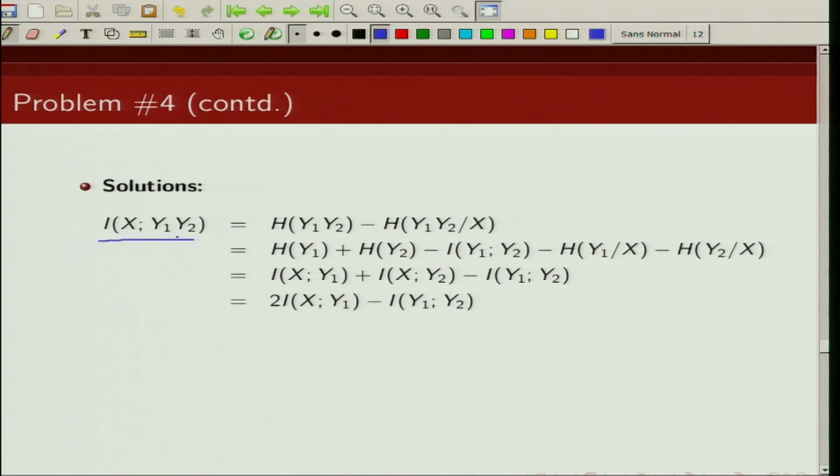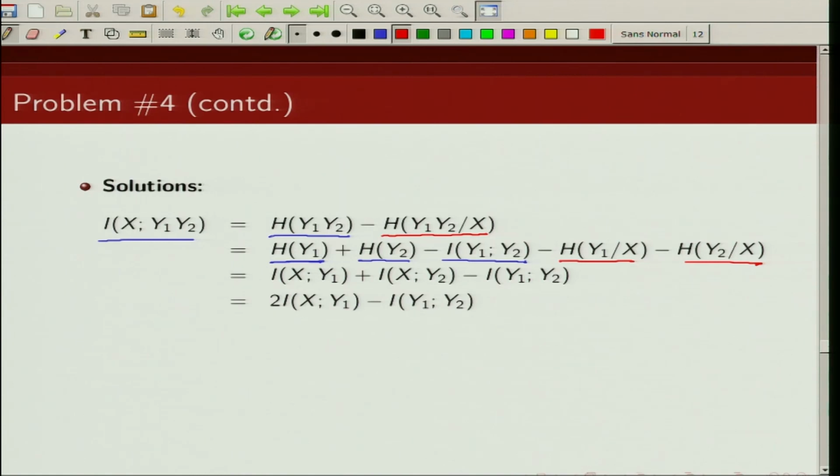So, mutual information between x and y1 y2, using the definition of mutual information, I can write as entropy of y1 y2 minus entropy of y1 y2 given x. Now, this joint entropy of y1 y2 can be written as uncertainty in y1 plus uncertainty in y2 minus mutual information between y1 and y2, and because y1 y2 are conditionally independent, uncertainty in y1 y2 given x can be written as uncertainty in y1 given x plus uncertainty in y2 given x. So, this term can be split into these two terms.